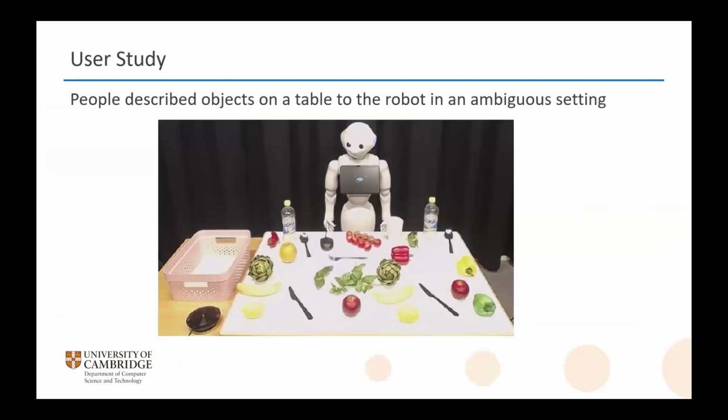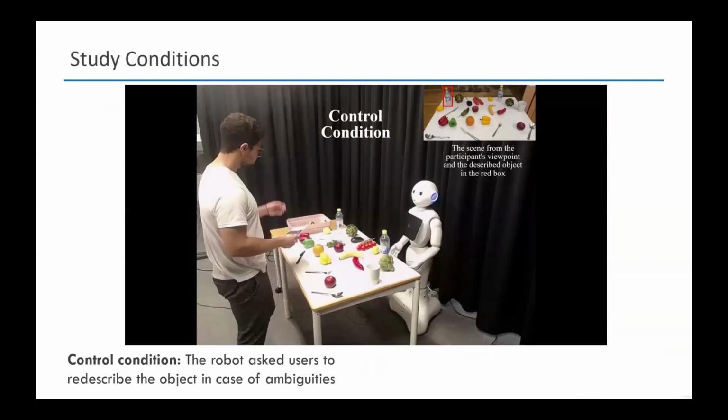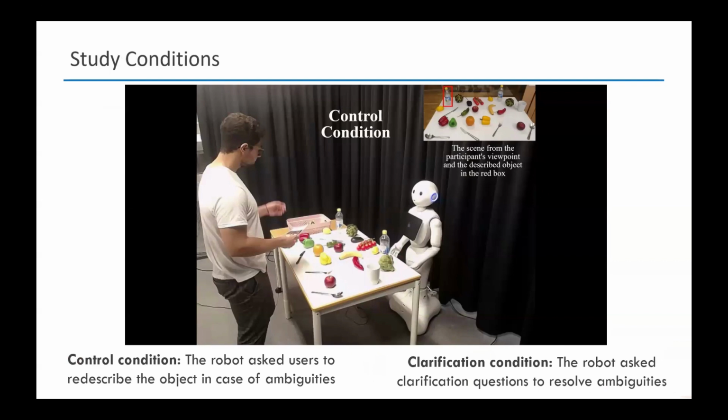And to understand if our methodology really works in the real world, we conducted a user study. In this user study, people described objects to a robot in this ambiguous setup, and the robot tried to find the described object. Let's watch a quick video. Before going to that, sorry. We had two conditions in our study. In the control condition, whenever there were ambiguities, the robot would ask users, can you describe the object again? As Amazon Alexa would do. But in the clarification condition, it would ask the follow-up clarifications by using our method.